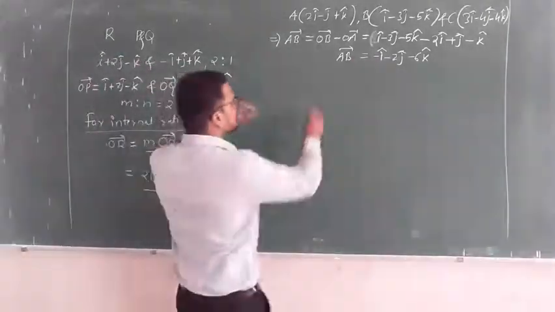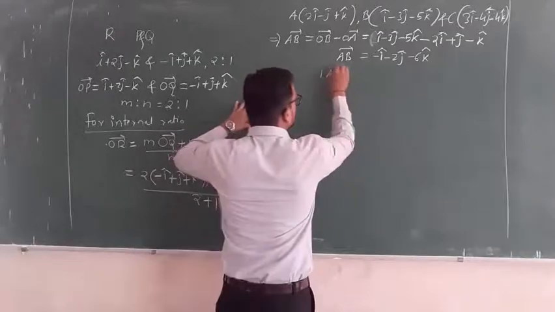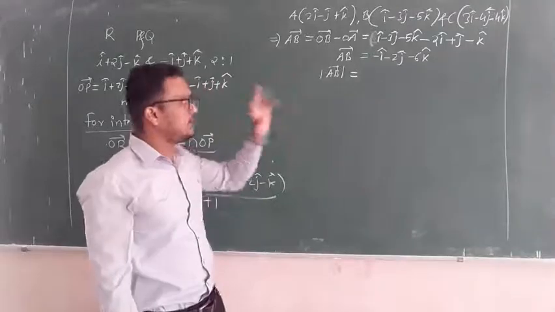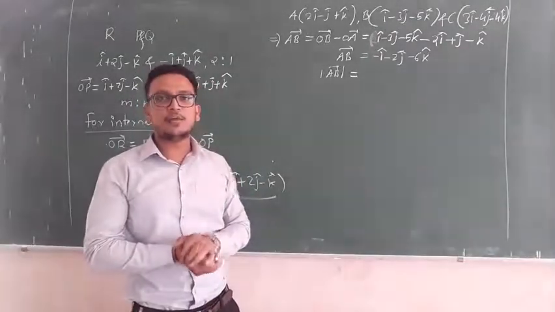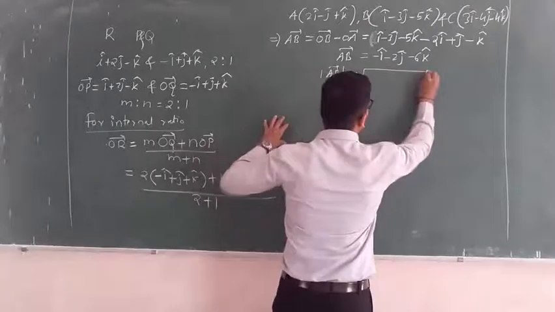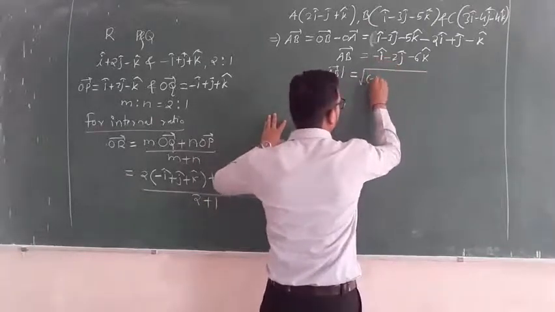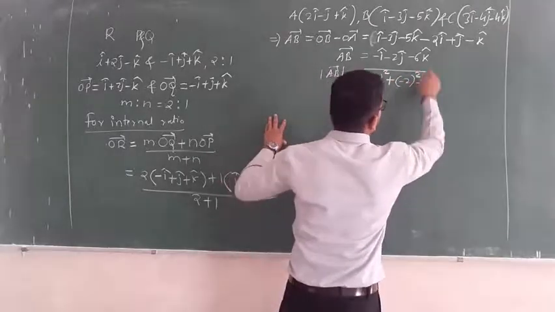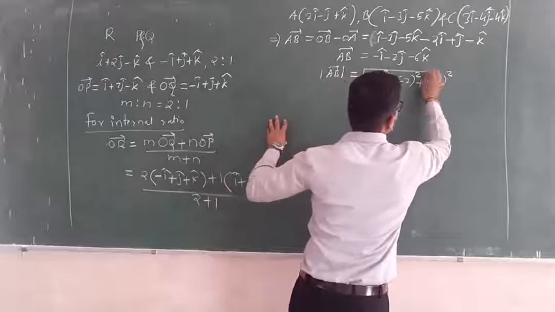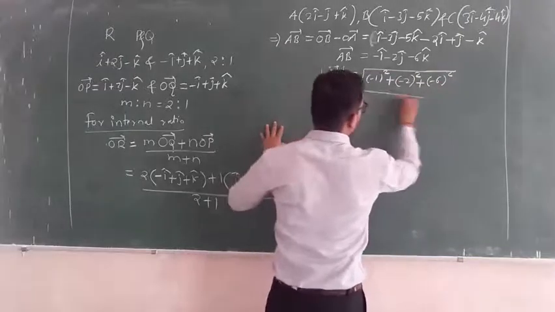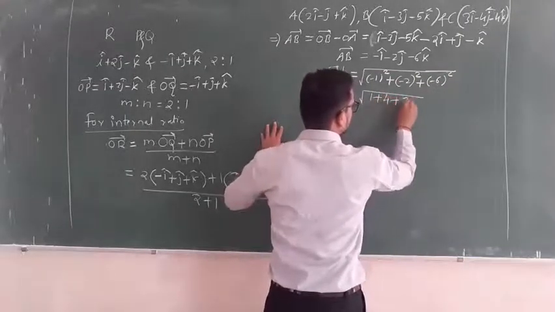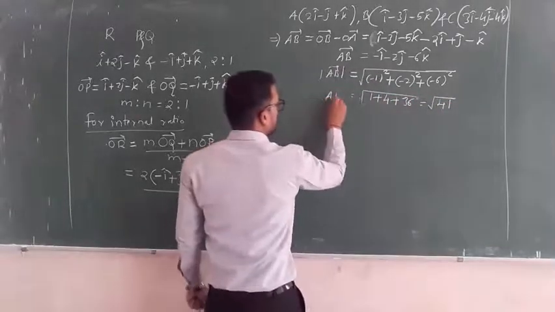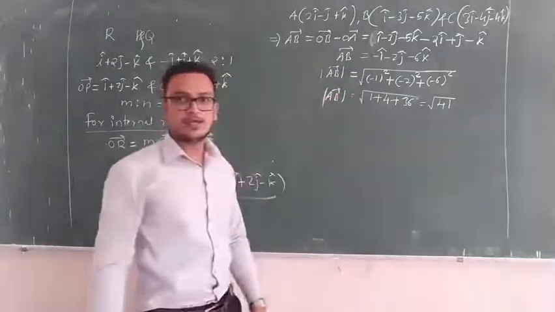Now you have to take the magnitude of this. So magnitude of vector AB is equal to, I think now you got perfect with that, how to find the magnitude of any component form, that is square root of coefficient of I, that is minus 1 square, plus coefficient of j, minus 2 square, plus coefficient of k, minus 6 square, which is equal to root of 1 plus 4 plus 36. So answer is root 41. That is the magnitude of vector AB.